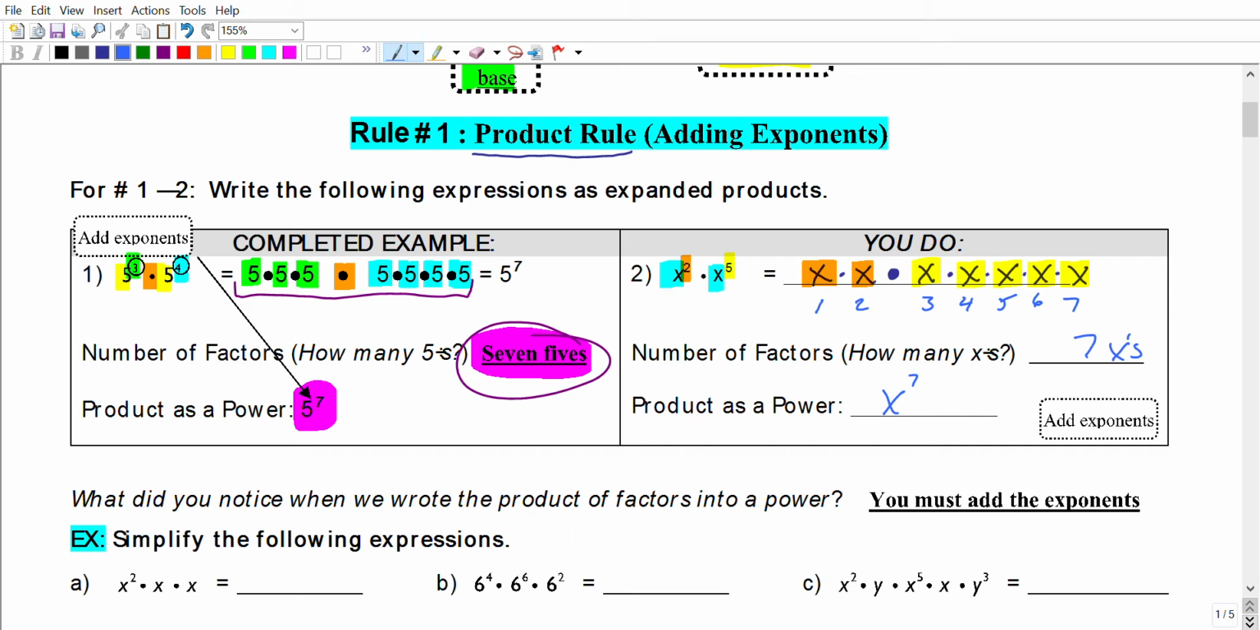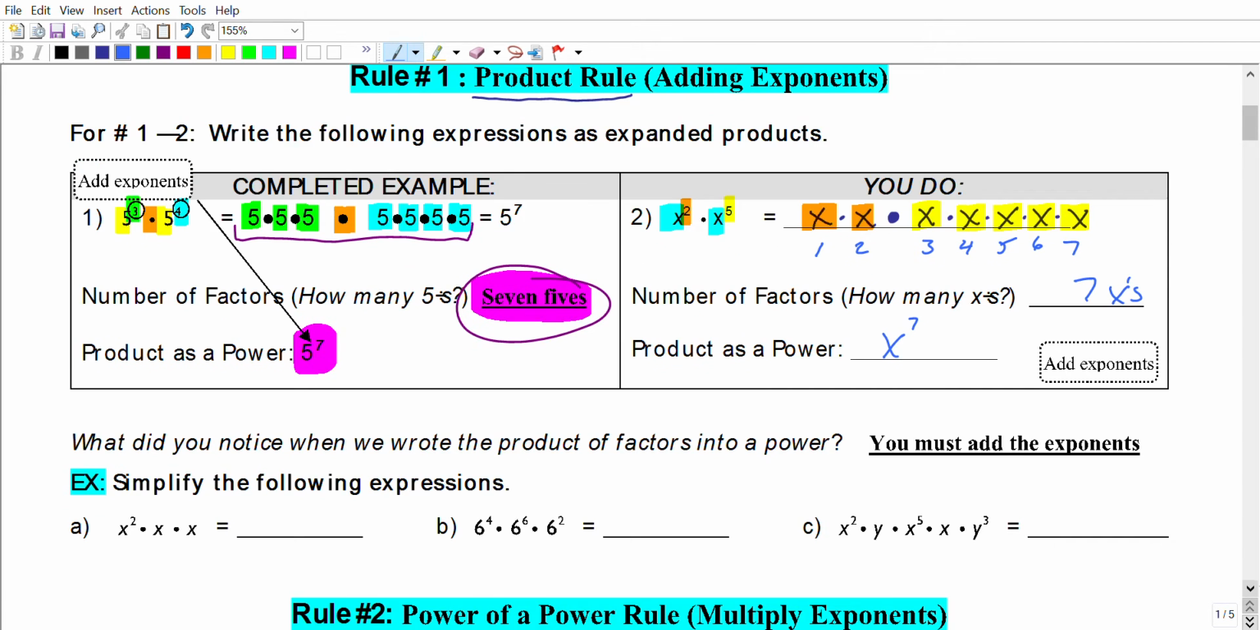Okay? Now, down here, it says, what did you notice when you wrote the product of factors into a power? And you should have noticed this right here. You should have noticed that you must add the exponents. Okay? So let's make sure that makes sense. What are the exponents in this first problem that we did over here? Well, it was 3.